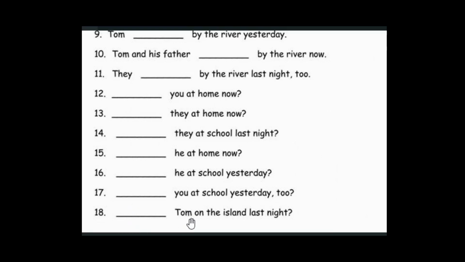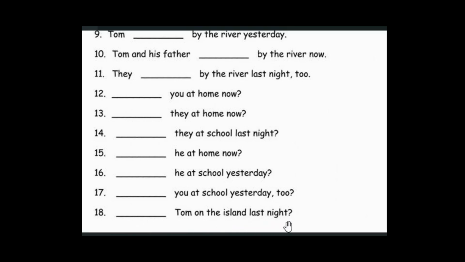And next one: dash Tom on the island last night. Dash Tom on the island last night. Was Tom on the island last night? Tom is singular, the subject is singular. And this action finished in the past. So we should choose was. Was Tom on the island last night? Where was Tom yesterday night? Where did he go last night?